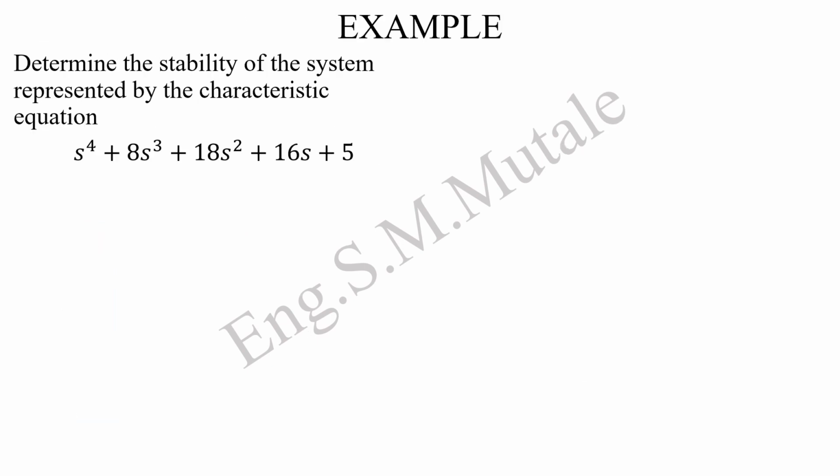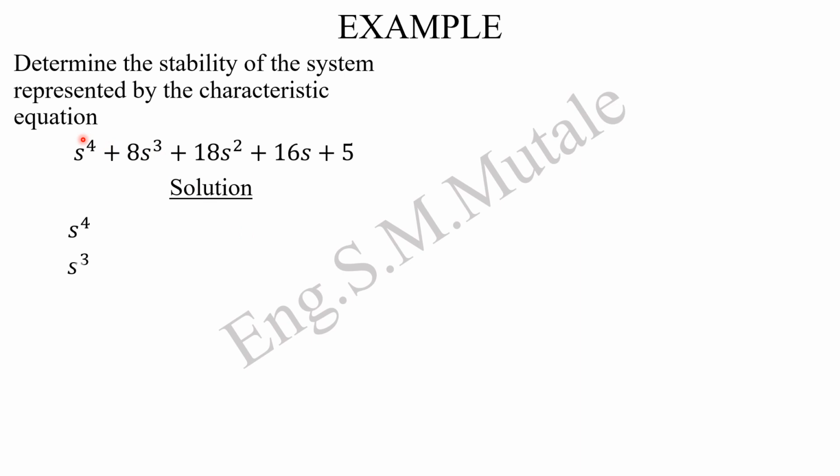Okay, so this is an example. It's saying determine the stability of the system represented by the characteristic equation, which is this one here. So we've been given this characteristic equation. We want to check if the system is stable. So for this system to be stable, let's go to our solution. We're using Routh array criterion.